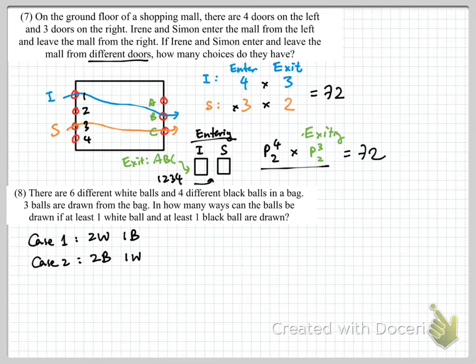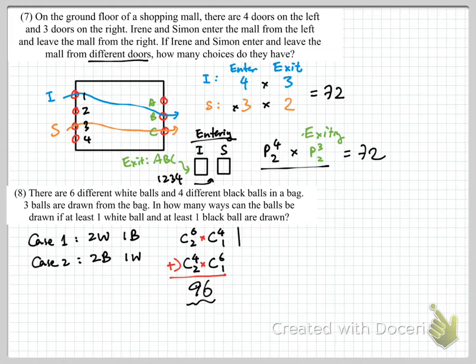At least 1 white and at least 1 black. So let's see. To have 2 whites, that would be 6c2. To have 1 black, that would be 4c1. To have 2 blacks, that would be 4c2. 1 white, that would be 6c1. Between all these, we multiply them together. And between case 1 and case 2, we add them together. The answer goes to 96.